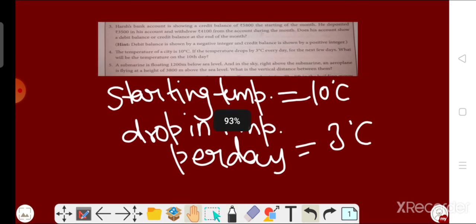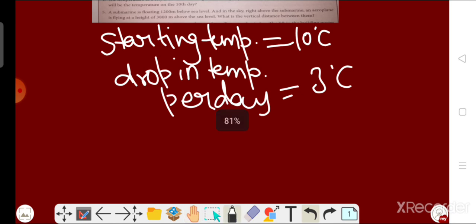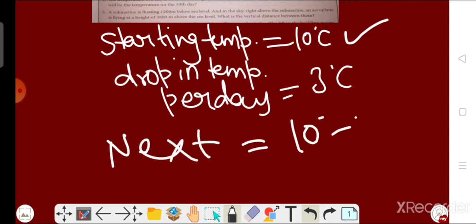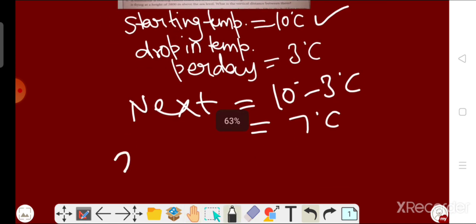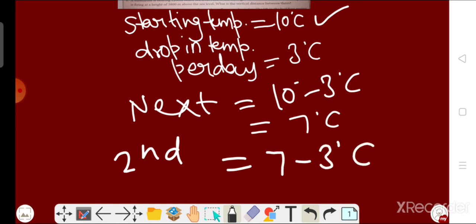Drop in temperature per day means, beta, if the temperature is 10 degrees Celsius today, then the next day the temperature will become 10 degrees Celsius minus 3 degrees Celsius, and that is 7 degrees Celsius. After that, on the second day, the temperature will again decrease by 3 degrees Celsius. So again it will become equal to 7 minus 3, and that is 4 degrees Celsius.